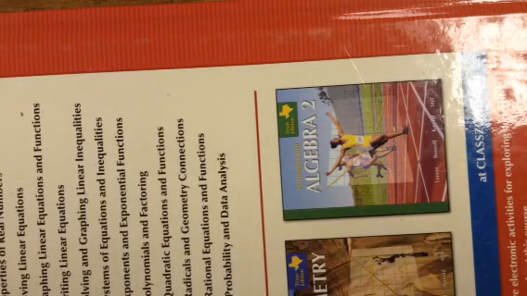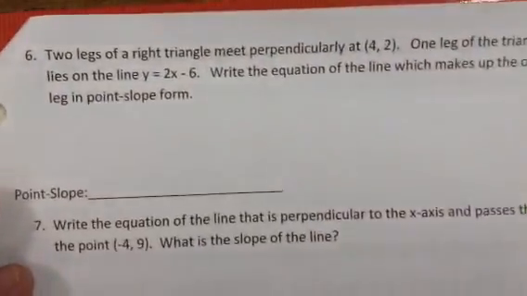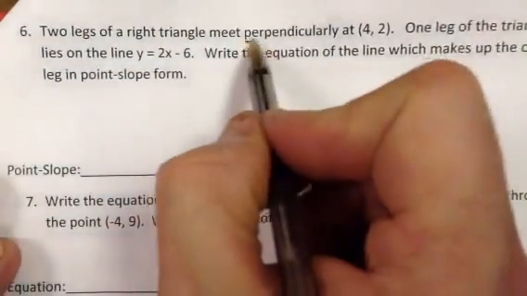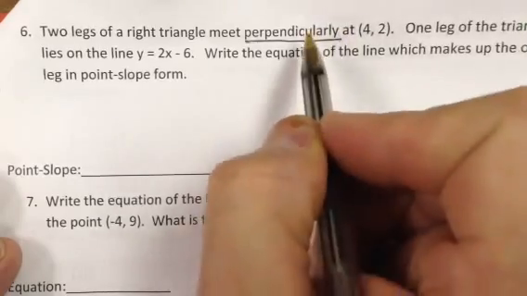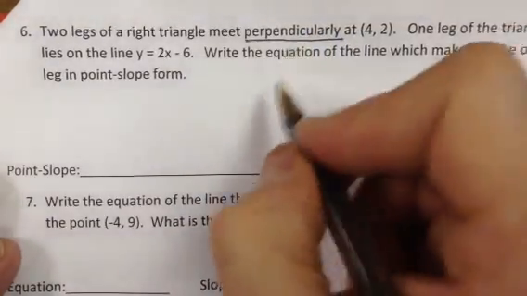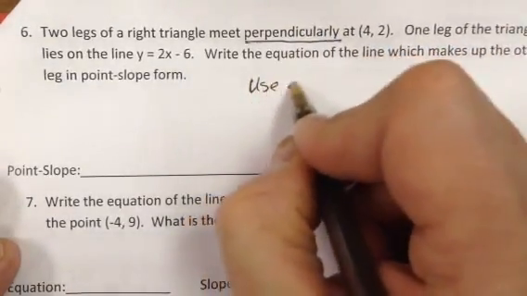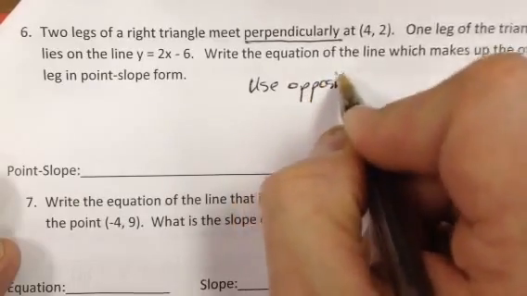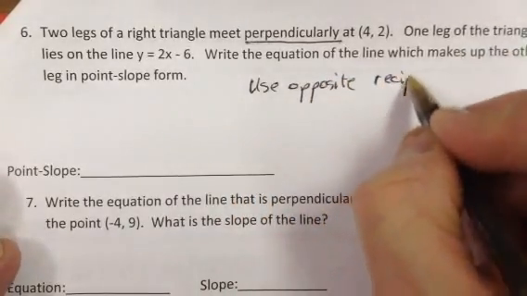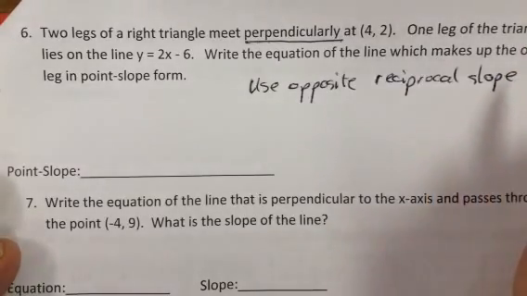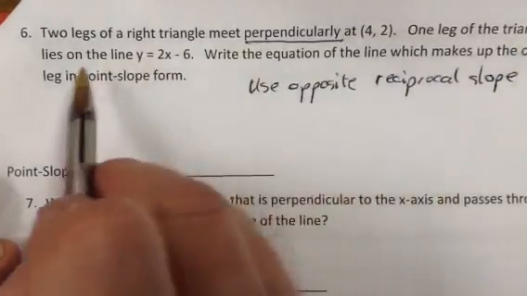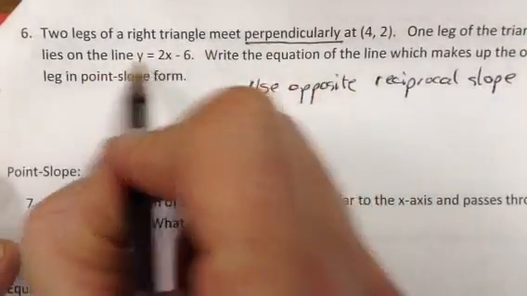How about number 6? Perpendicularly. You remember what kind of slope we use? If you're perpendicular, you've got to give it the old one-two punch. We're going to use the opposite reciprocal slope. And we want to be perpendicular to this guy right here.